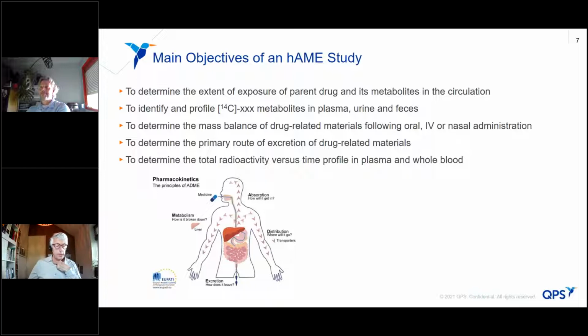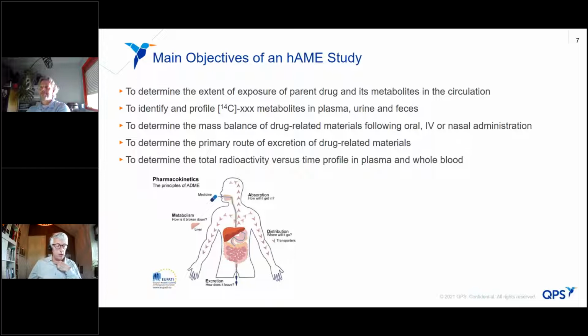Another important element is to assess the mass balance. Did we catch everything that we dosed? This is normally greater than 80%, and the more you miss, the more questions you can expect. The route of excretion is an important parameter to understand PK and DDI interaction. This is also the case for the total radioactivity profiles in plasma and whole blood.